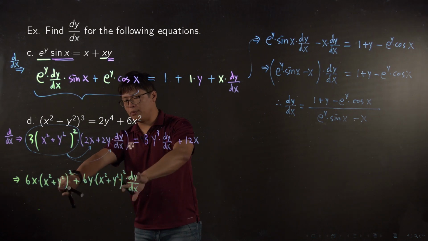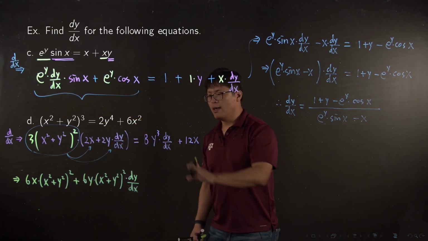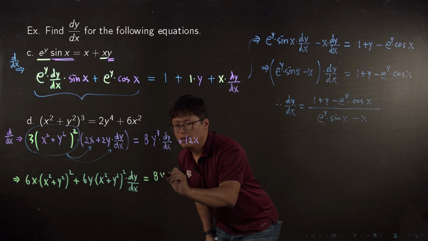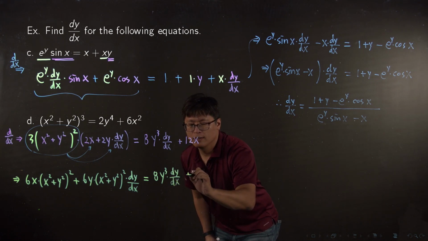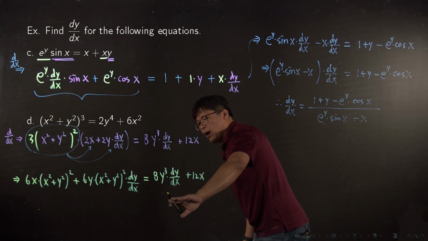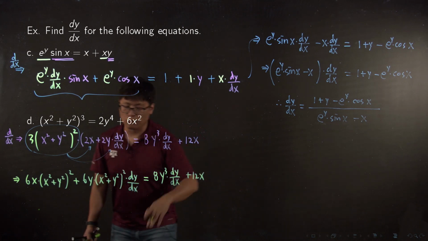Then we can totally separate your dy/dx terms on the left-hand side, and on the right-hand side, just rewrite one more time. Then we're going to do the moving. 8y cubed dy/dx plus 12x. Now, let me move 8y cubed dy/dx to the left-hand side, and the first term will be moved to the right-hand side.